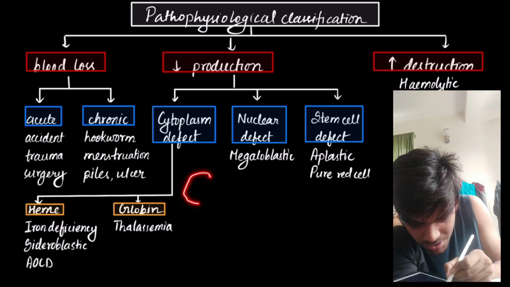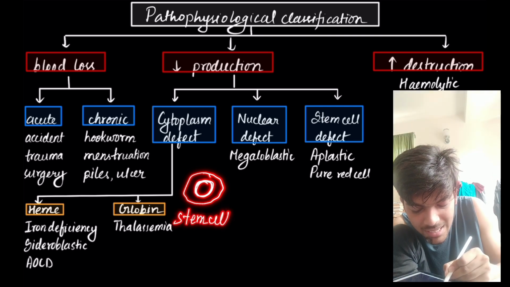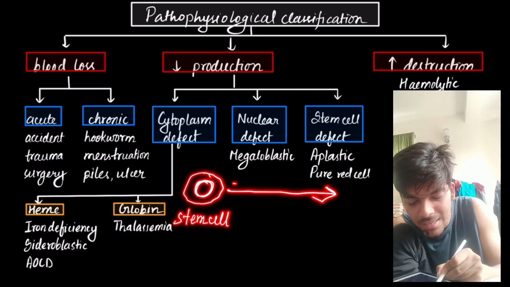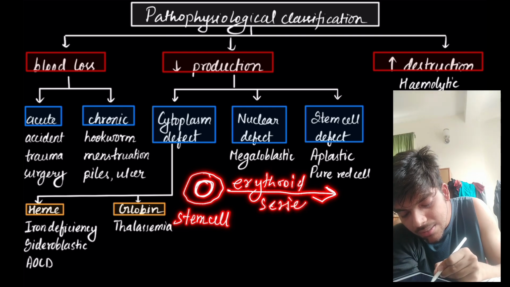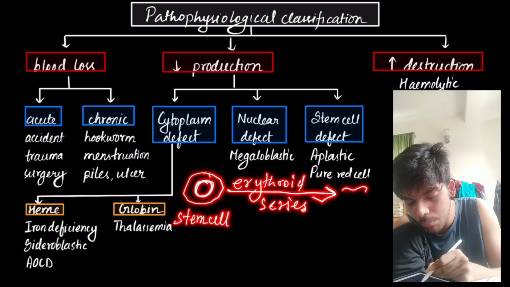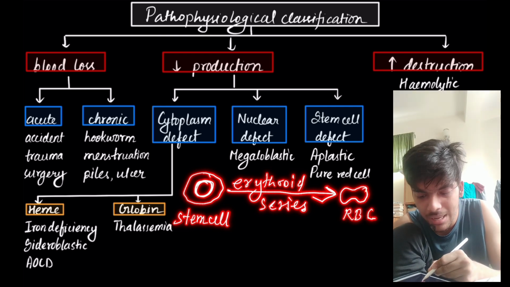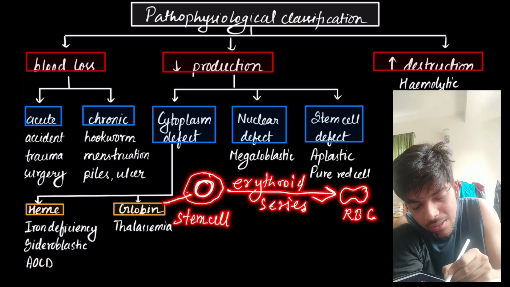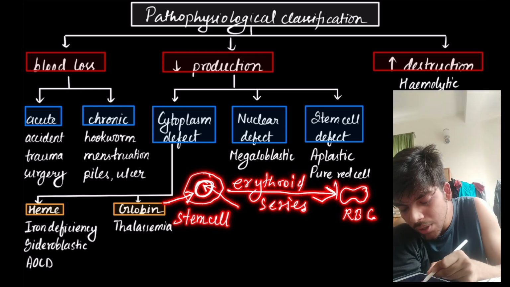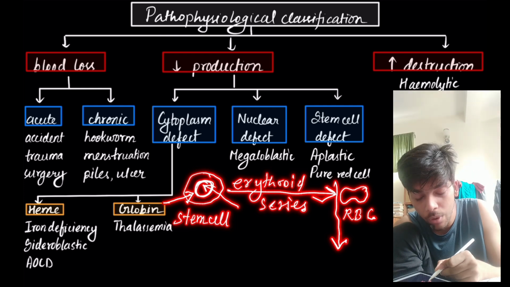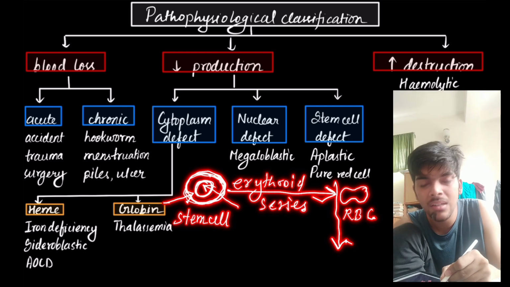See, first there is your pluripotent hematopoietic stem cell, right? This stem cell then passes through multiple stages called the erythroid series. Once it forms the various types of cells of the erythroid series, finally the production of matured RBCs takes place. In the first 2 conditions, cytoplasmic defect and nuclear defect, there is either a defect in the cytoplasm or in the nucleus of the stem cell, leading to decreased production of red blood cells. However, the production of stem cell itself is not affected.